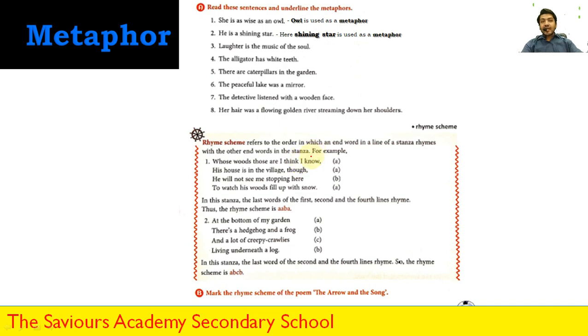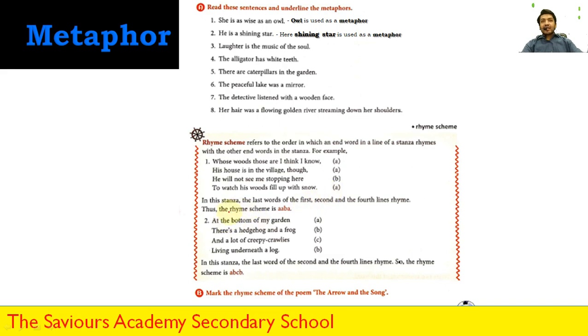So this shows the rhyme scheme. These two are the same, so I write A and A, they have exactly the same sound, so we write A A, same sound. And then the third line, "he will not see me stopping here," is not matching, so B. "To watch his woods fill up with snow." A. Oh, though, no. So what is the rhyming scheme of this? A, A, B, A. Okay.